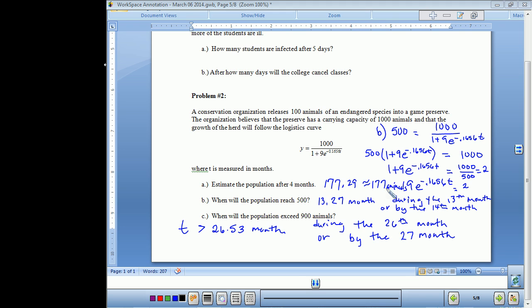Okay. Did you get that there'd be 177 animals? Yeah. Okay. So here I got 13.27 months. So I could word it two different ways. I could say during the 13th month, it'll reach that. Or I could say by the 14th month. Either way, both of those are acceptable. I would be looking for this approximate answer also because I like the math. C, when will it exceed 900 animals? It'll exceed 900 during the 26th month or by the 27th. You could write it either way.